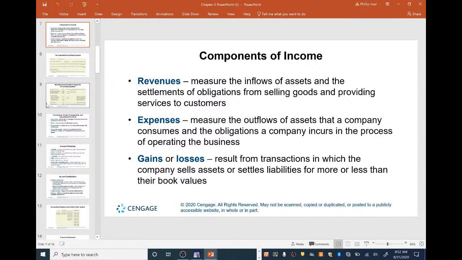Gains and losses. These are going to be peripheral gains and losses, not tied to the direct revenue producing activities. These come from dispositions of fixed assets. If we sell something and the fair value is more than the carrying value, we would incur a gain from the disposition of that asset, because we received more than what we were carrying it on the books for. The flip side is if the fair value is less than the carrying value, then we would incur a loss.